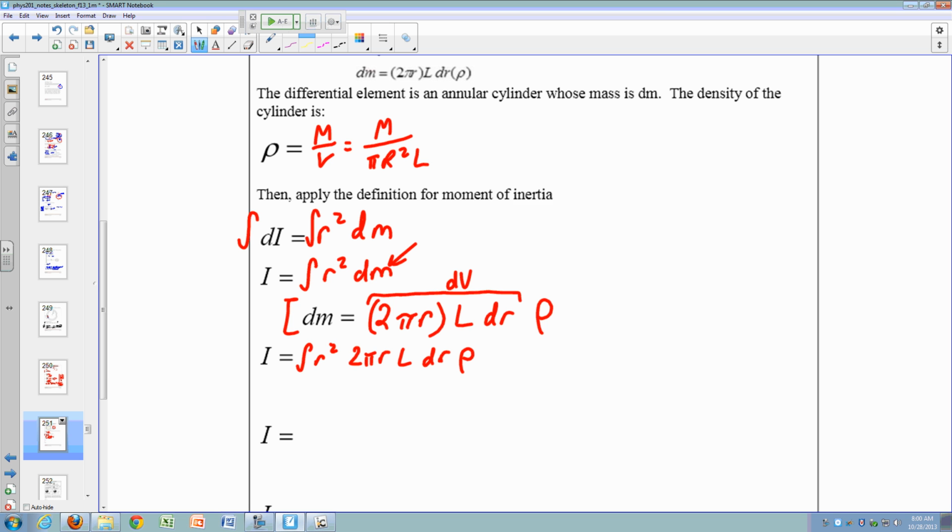And now I need to clean this up just a little bit. I'm going to take everything that's not dependent upon r and take it out of the integral, and that's 2 pi L and rho. All of that will come out of the integral because it's not dependent upon r. Then I'm left with a fairly simple integral, r squared times r, dr. So the integral of r cubed dr. R cubed, yes, sorry.